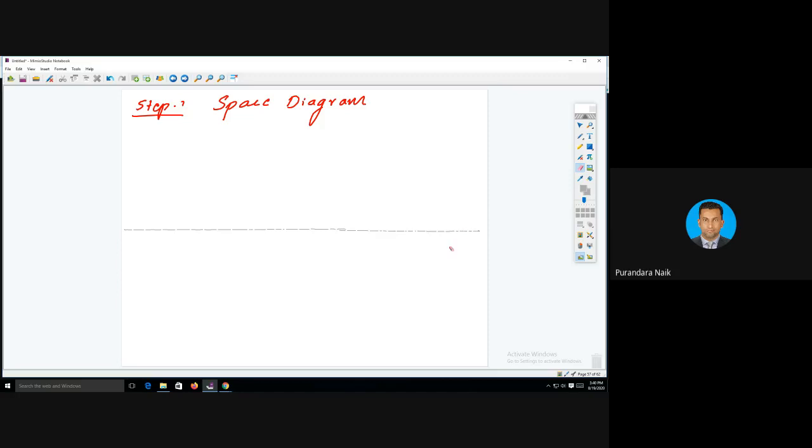After making a reference line, first you need to draw the side view because the distance between the planes are given. Masses are rotating in different planes. So first I'll draw plane A, plane B, plane C. The last one is plane D. Here we have four different planes: A, B, C, and D plane.